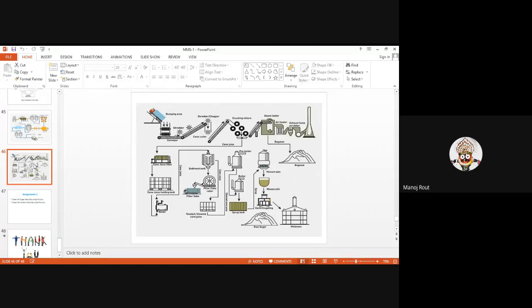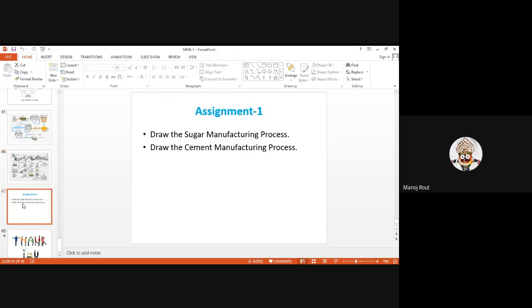So these are the process. If you directly go to the slide, you will understand how the sugar is made from the sugar cane to a fine grain of sugar. So you have to submit. You have to draw only the block diagram. Clear?